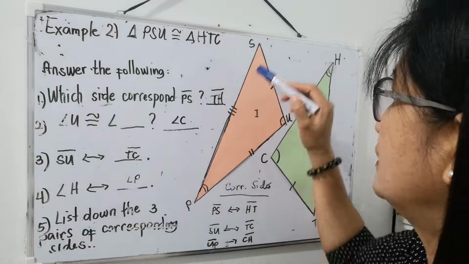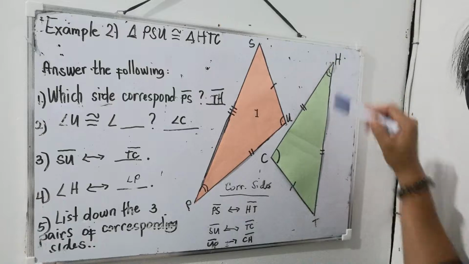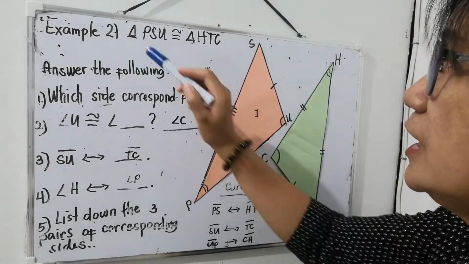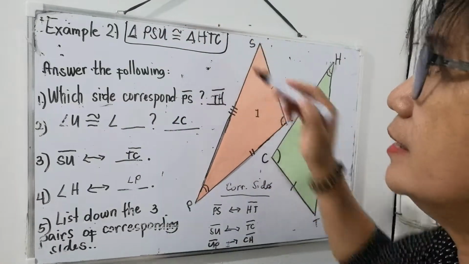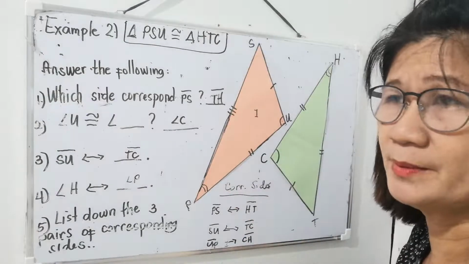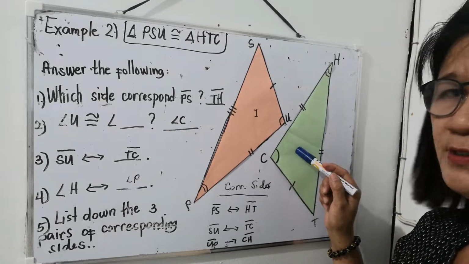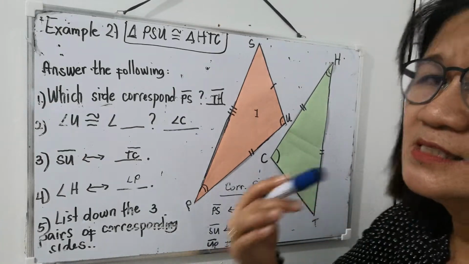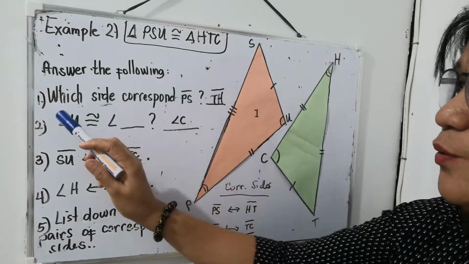Hindi mo pwedeng sabihin na SUP is congruent to HTC. Mali, no? Mali na siya. Kasi dito lang, class, pwede mo ma-identify yung kanilang mga corresponding angles and corresponding sides kahit na hindi given yung triangle. Mamaya bibigyan ko kayo ng example. Again, the two triangles are congruent. No? Now, let's name their corresponding parts. Okay, let's answer the following questions.